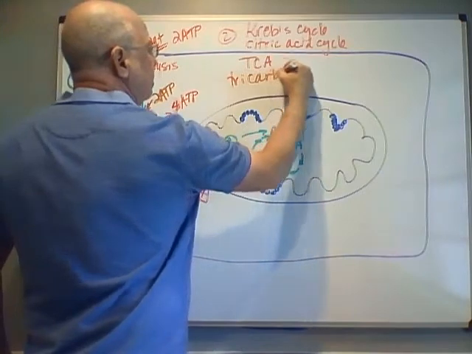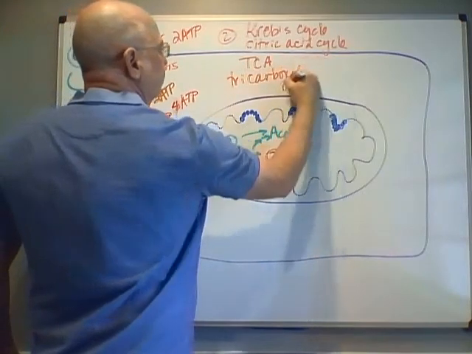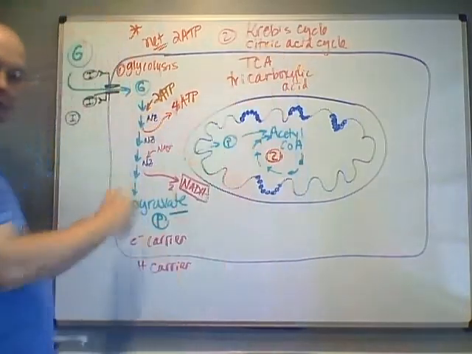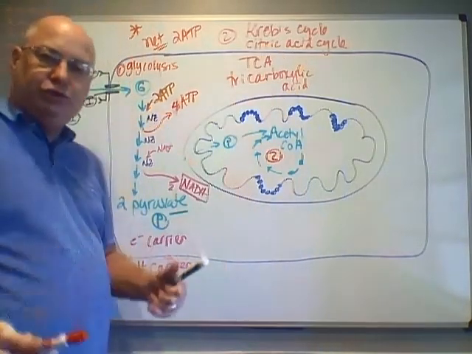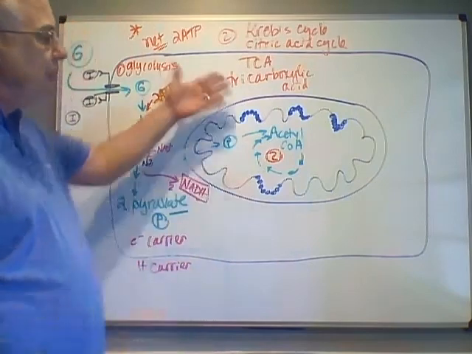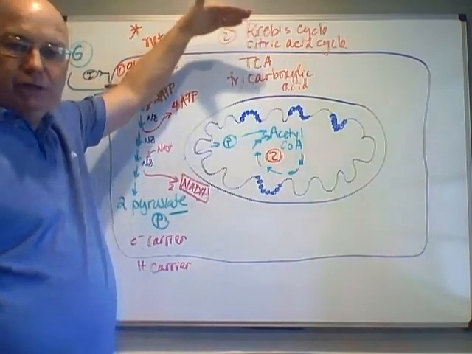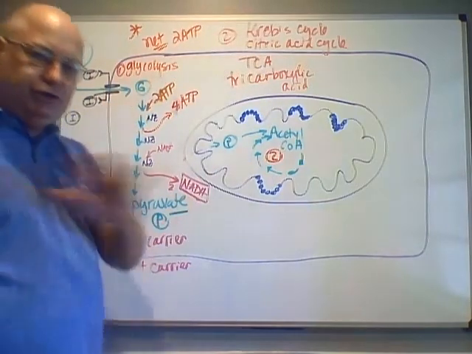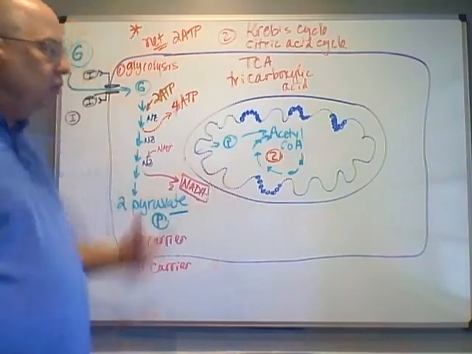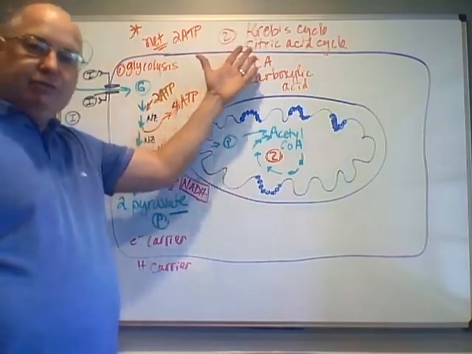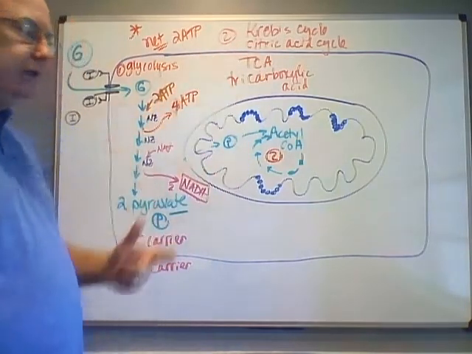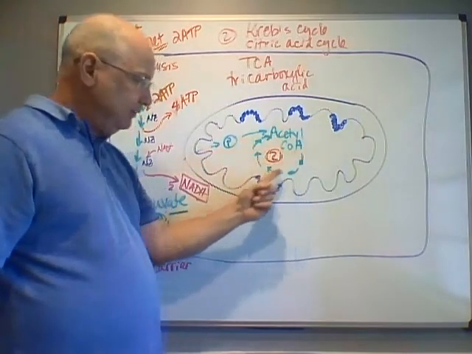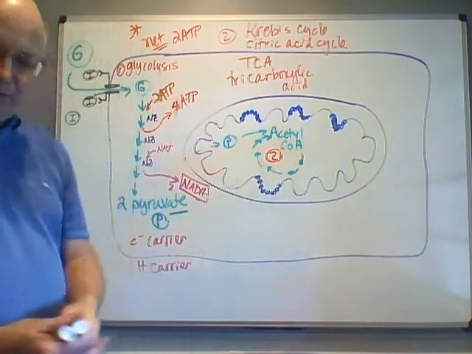TCA stands for tricarboxylic acid. Citric acid has 3 carboxyl groups on it, carboxylic acids. So it goes by all 3 names: the Krebs cycle, the citric acid cycle, or the TCA or tricarboxylic acid cycle. You'll see all 3 names used. So what you need to know is, what is the importance? What happens here? In the TCA cycle, we convert pyruvate into acetyl-CoA, run it through a bunch of enzyme reactions, and we're going to get some important stuff out of it.